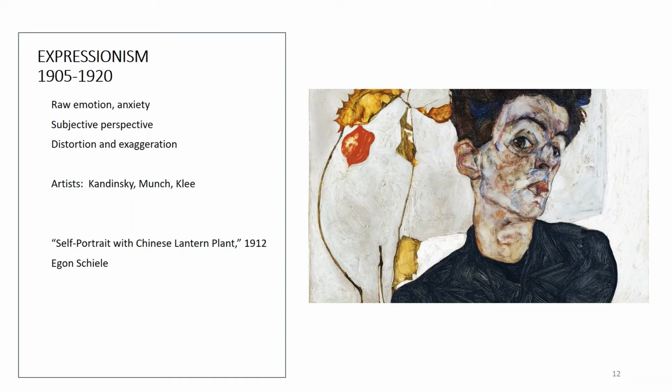In this particular example, we have Egon Schiele, a German artist, in a self-portrait with Chinese lantern plant. This is a less disturbing portrayal than several of the works that came from this time period. We can think of Edvard Munch's The Scream and how so much anxiety and emotion is portrayed in that picture. And we have a less direct but the same amount of emotion shown in this particular self-portrait. There's a degree of distortion and of exaggeration, and artists are trying to create a discomfort between the art and the viewer.